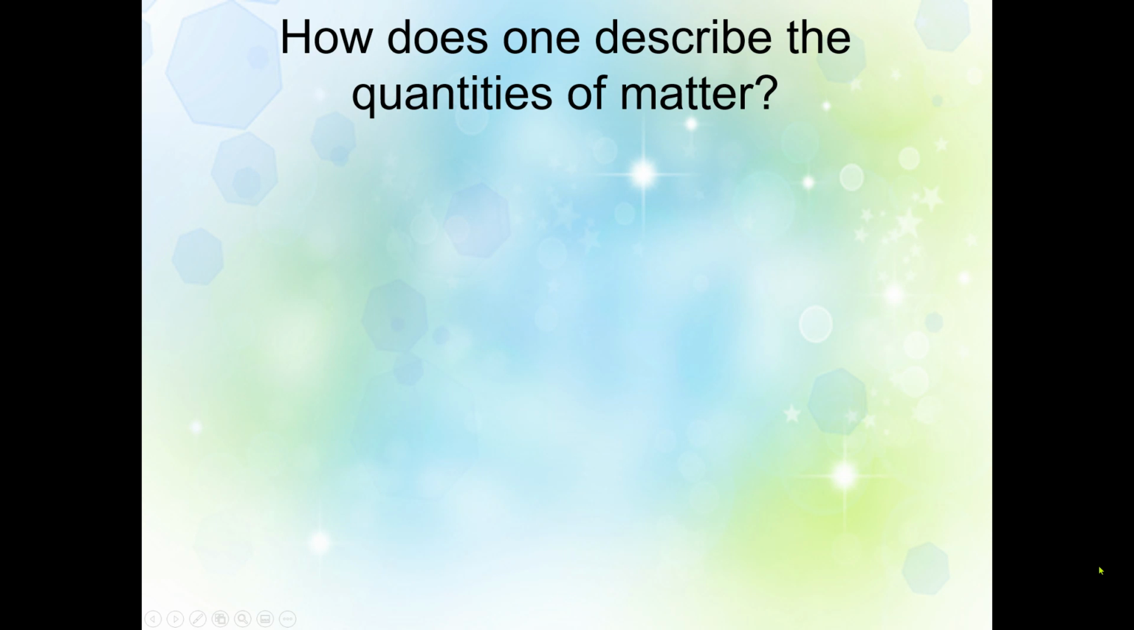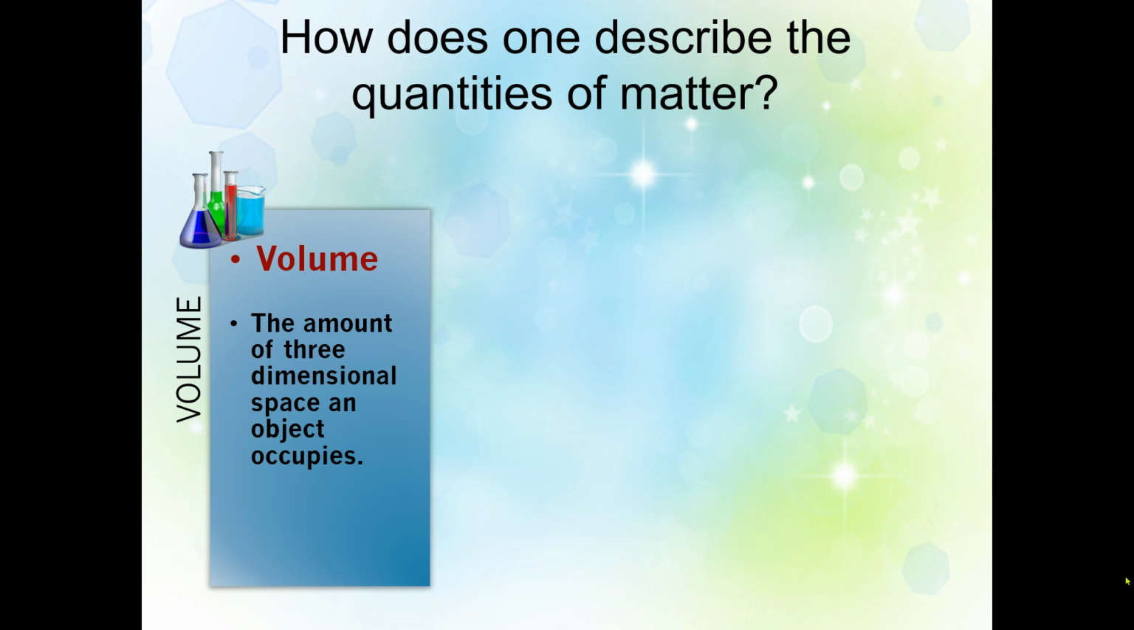Here we go. How does one describe the quantities of matter? Now, remember, we've been looking at how to measure matter. And if you remember, one of them is volume. Well, volume is the amount of three-dimensional space an object occupies. So if we were to do, say, a rectangular prism, we could do length times width times height. If we're doing an odd shape, remember we did what was called water displacement, and that could give us the volume as well. We also have something that everybody knows about, and that's weight.